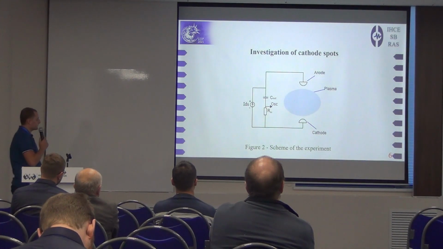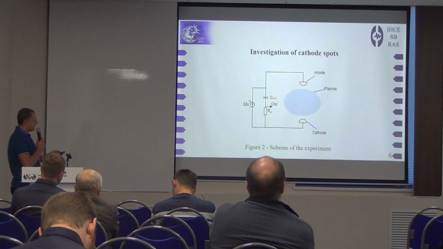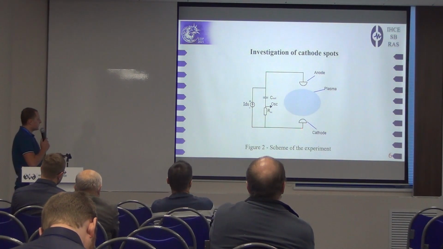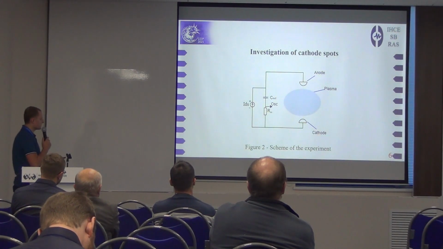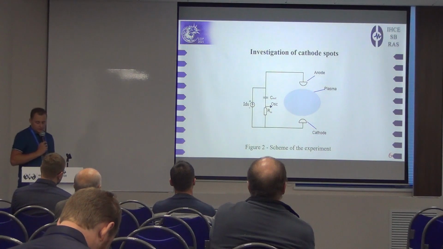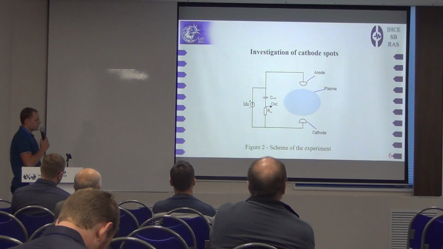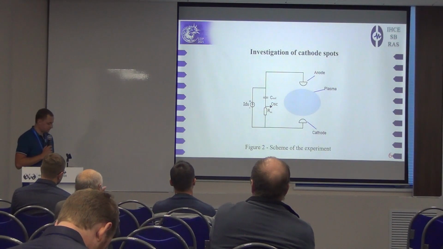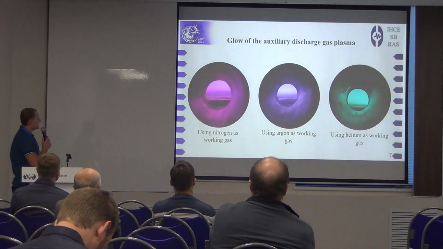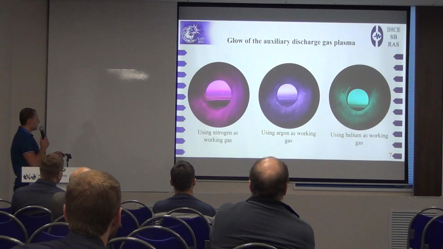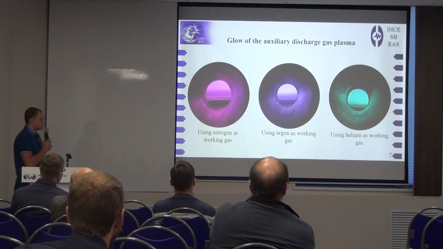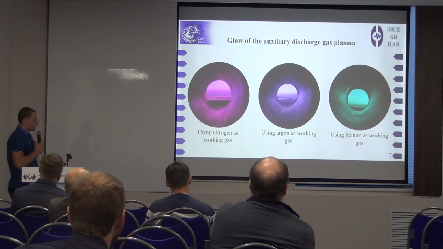On this slide you can see a scheme of the experiment. These two electrodes, anode and cathode, are the area of plasma generation, the auxiliary discharge source, and an additional capacitance. This capacitance is needed to transform several cathode spots to an arc. On this slide you can see the auxiliary discharge gas plasma glow using nitrogen, argon and helium as working gases. All of these gases were used in further research.